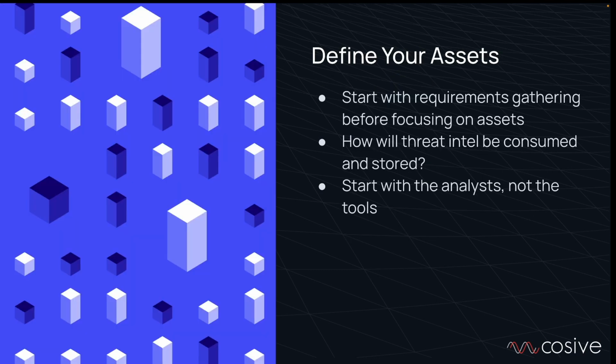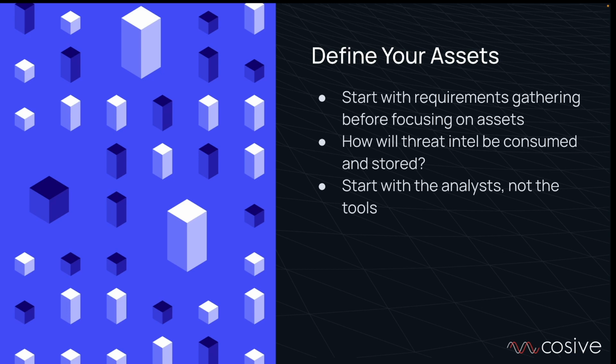Next, define your assets. Once you've clearly defined your stakeholders, your products, and the threat intel that matters most to your organization, it becomes much easier to define the assets you'll need to execute your program. It's tempting to start by thinking about which threat intelligence platforms or threat intel feeds you should buy, particularly if you've secured the budget to do so.